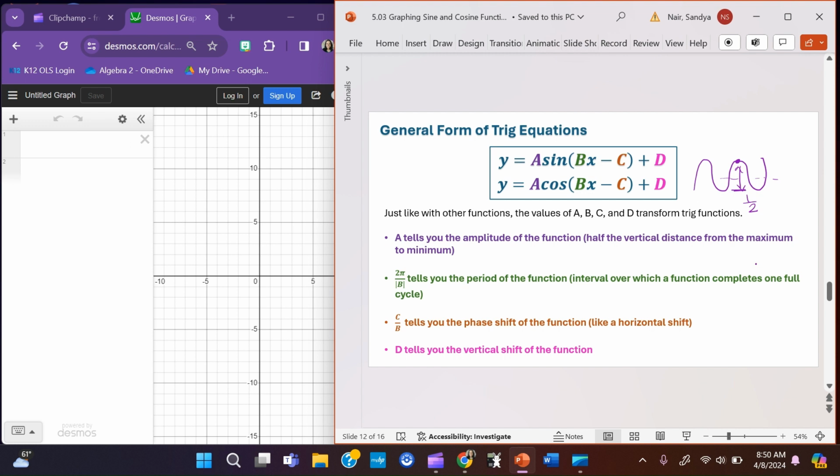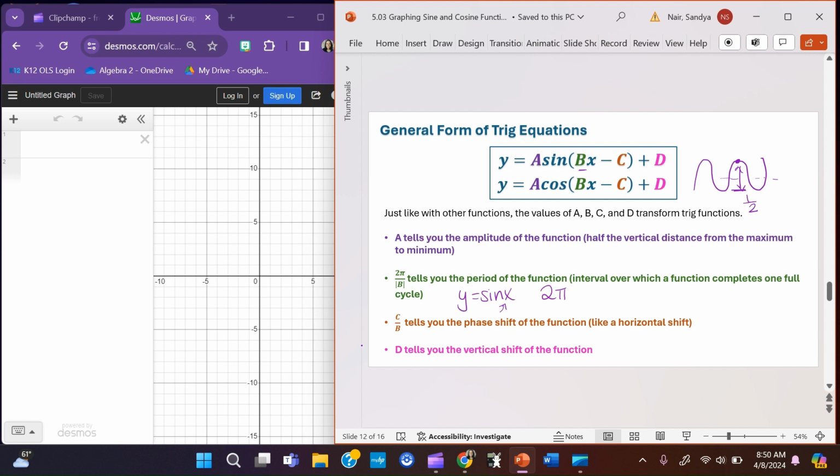2 pi over b, right? B is this coefficient of x, will tell us the period of the function. So the interval over which the function completes one full cycle. So remember, for y equals sine x, this period is 2 pi because the coefficient b is just 1. C over b will tell us the phase shift, and that's kind of like a horizontal shift. D will tell us the vertical shift.